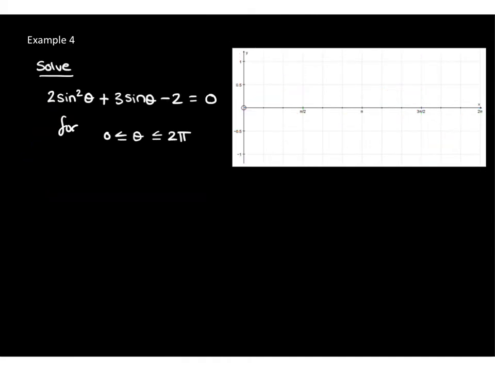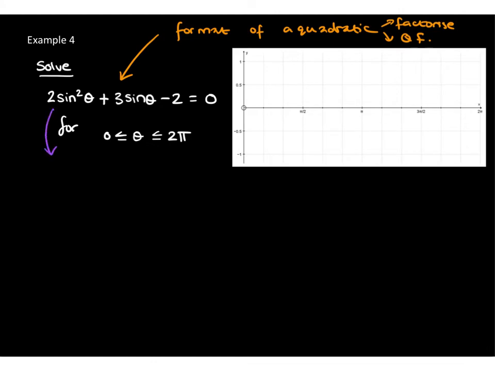Now, example 4, a favourite equation of mine, 2 sine squared theta plus 3 sine theta minus 2 equals 0. Now, hopefully you can recognise straight away this has the format of a quadratic. And that means we can factorise or try and factorise, and if we can't factorise, we may have to use the quadratic formula to find the values of sine theta. This particular example will factorise.